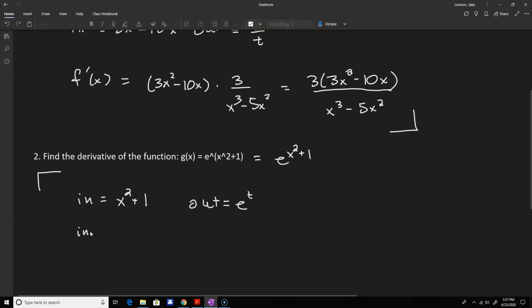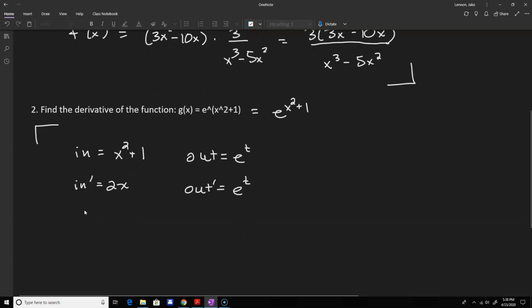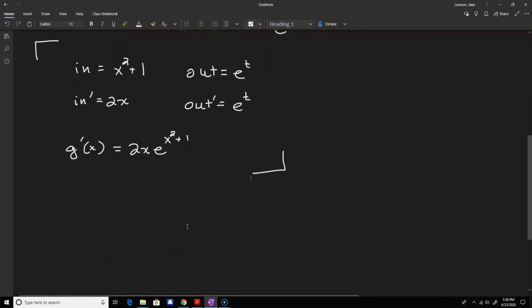So inside prime would just be 2x. And for the derivative of e to the t, we just use the regular e to the t rule. So the derivative of e to the t is itself, e to the t. So then our derivative, again, we just multiply in prime by out prime and change t back into the original inside, so it becomes 2x times e to the x squared plus 1. And that's it. So actually a pretty quick chain rule problem there. So let's go ahead and move on to the next ones, which may involve the product and quotient rule.